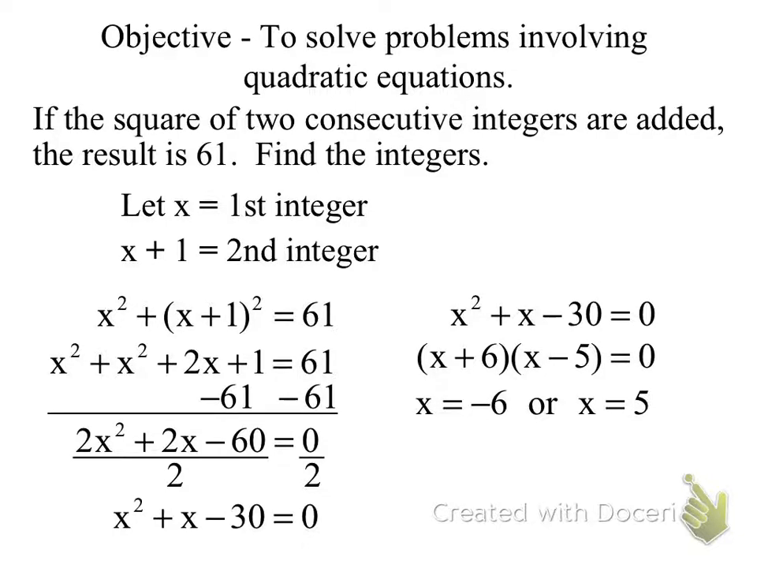Now, here's where the meaning happens, where the details of the problem matter. What is my solution? What am I putting in my answer column? Well, you substitute x with negative 6 for the first integer. So if x is negative 6, what would the next one be? Negative 5. Am I done? And also for the other one, when x is 5, 5 plus 1 is 6. So in your answer column, you really need negative 6, negative 5, or 5 and 6.